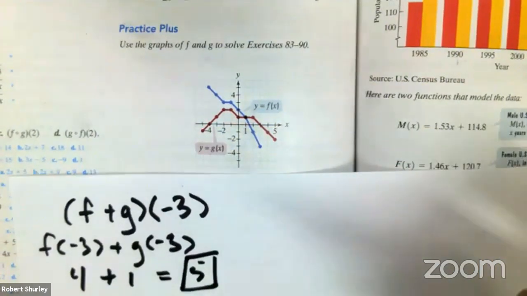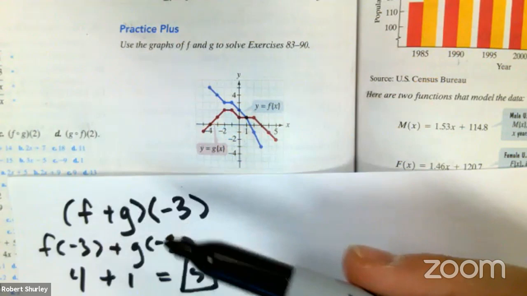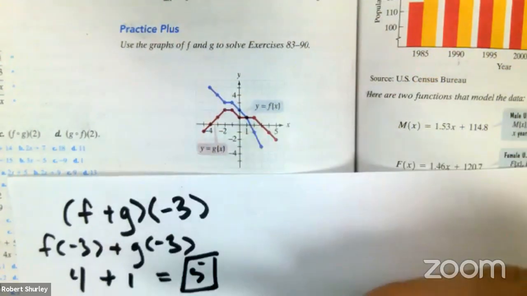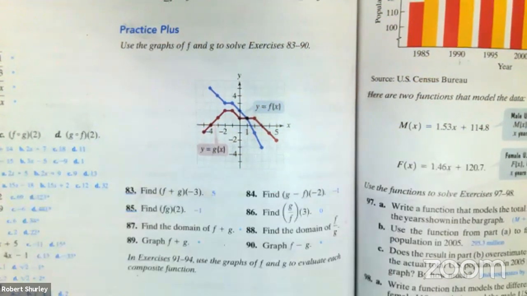Same thing like if it was f times g of -3. You would just do f of -3 times g of -3. You'd wind up with 4 times 1. Okay, so now let's look at the composition side of those.